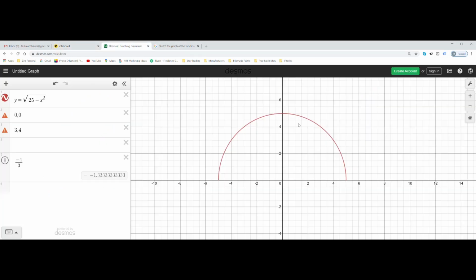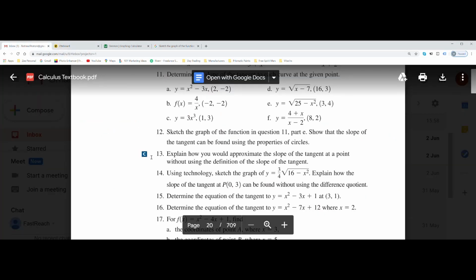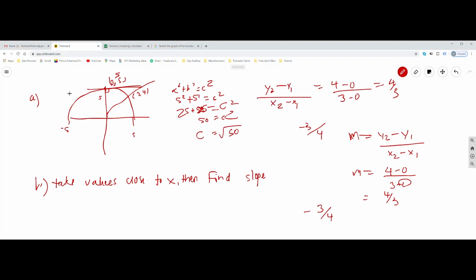But we want to know the slope of this line. And that is perpendicular. If you see this, it's perpendicular. So the slope is going to be 3 over 4 negative. The next question is, explain how you would approximate the slope of the tangent at a point without using the definition of the slope. What you would do is take values close to x, then find the slope.